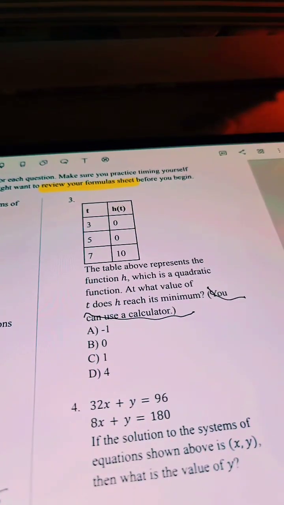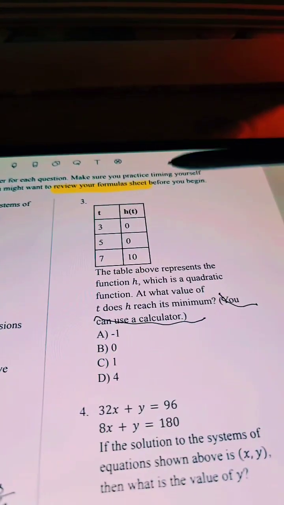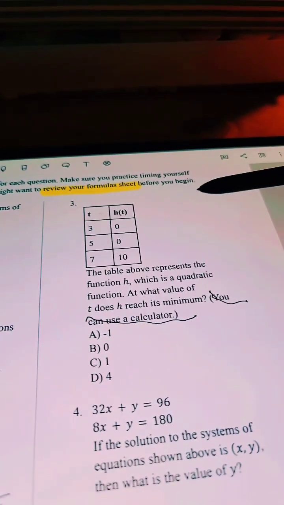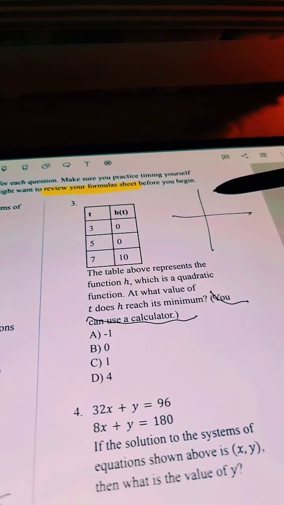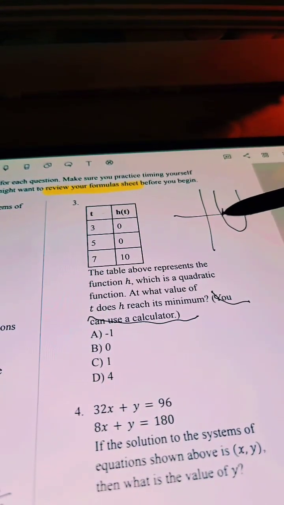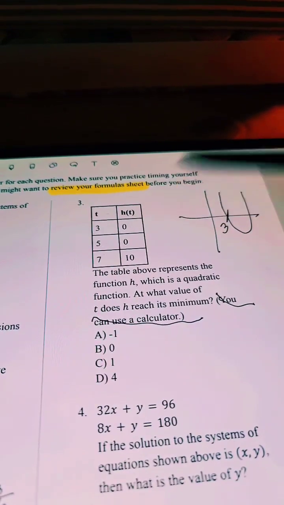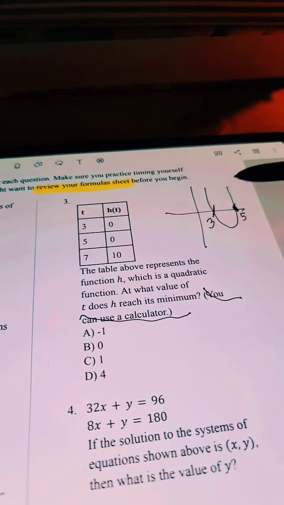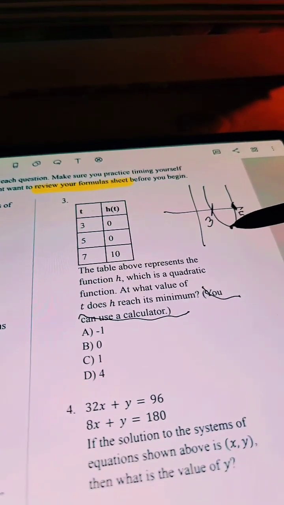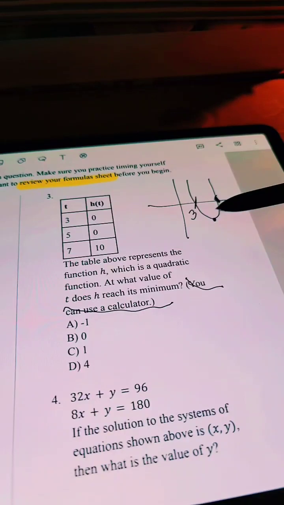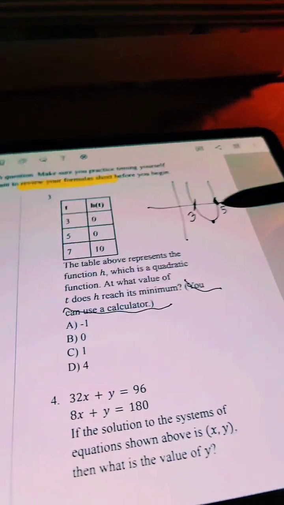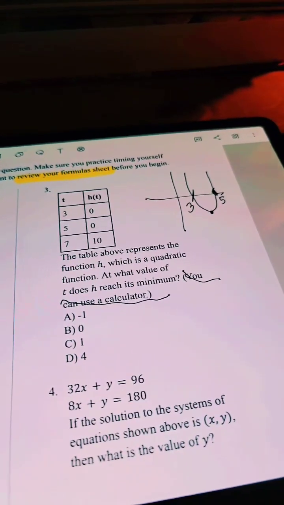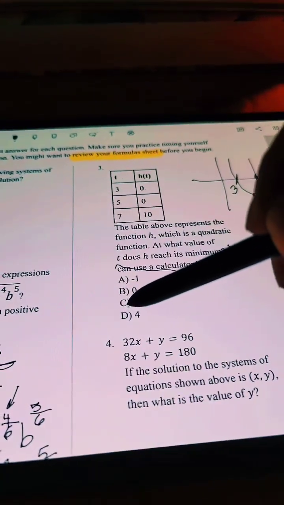But remember, when you have a parabola and you have x-intercepts, the x value of your vertex is going to be halfway between the x-intercepts. Because think about it. Let's say you have a parabola like this. It's not drawn perfectly, but there's an x-intercept at 3, and there's an x-intercept at 5 if we were to plot those. The vertex, or you could call it the minimum, is going to have an x value that's halfway between these. So what's halfway between 3 and 5 is going to be 4. So the answer would be D.